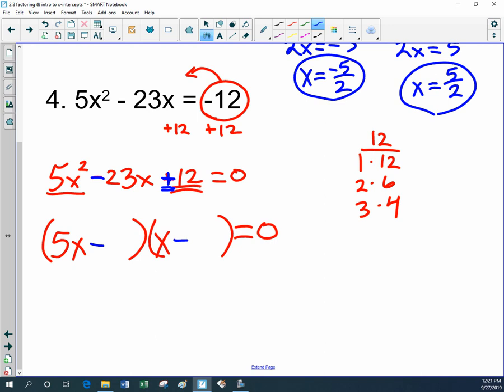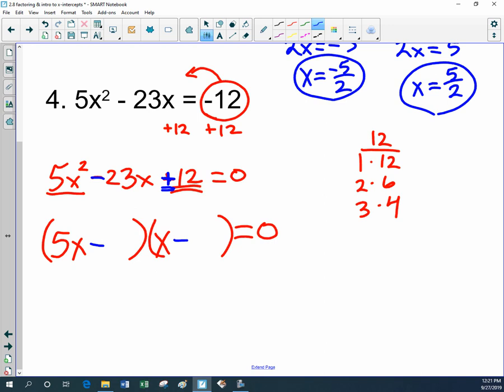If the last term is negative, then that's when they are different. They're opposite. One would be positive, one is negative. If this last term is negative, then the signs are opposite. Okay? So if the last term is negative, they're opposite. Period. That's it. Okay? So now look at our options.